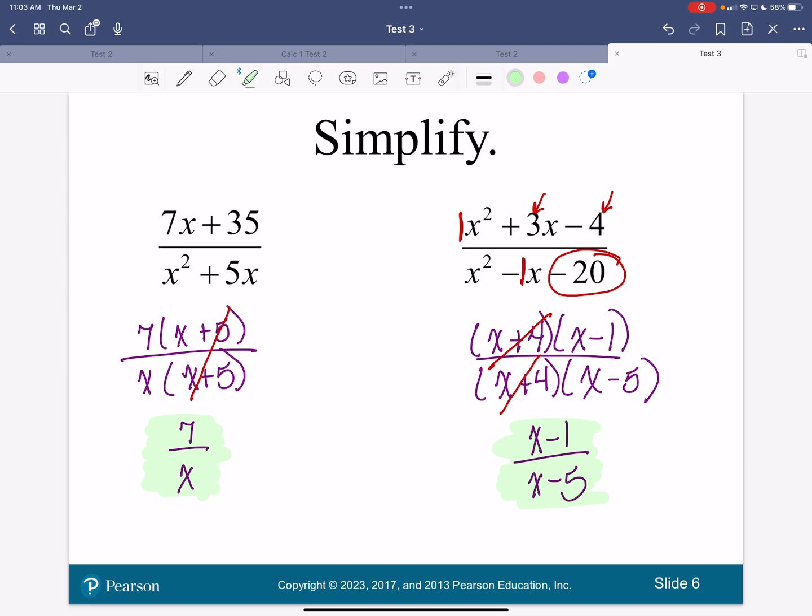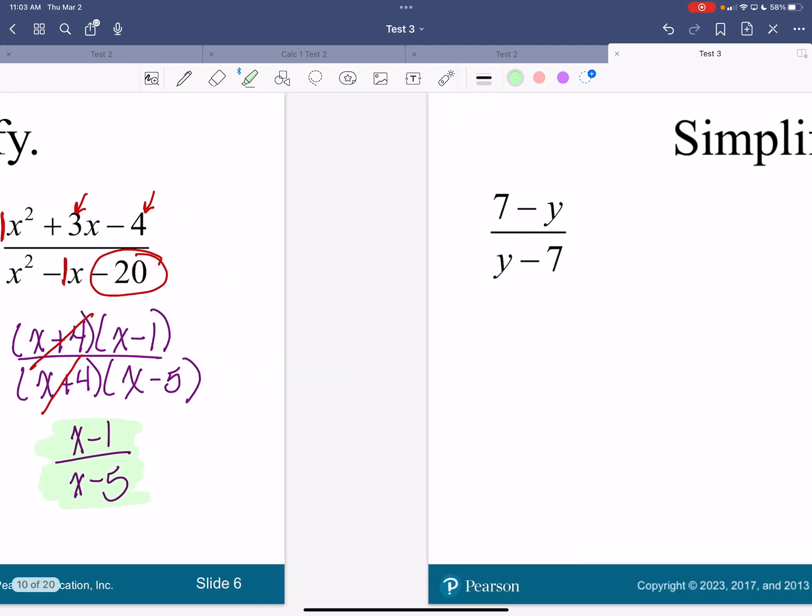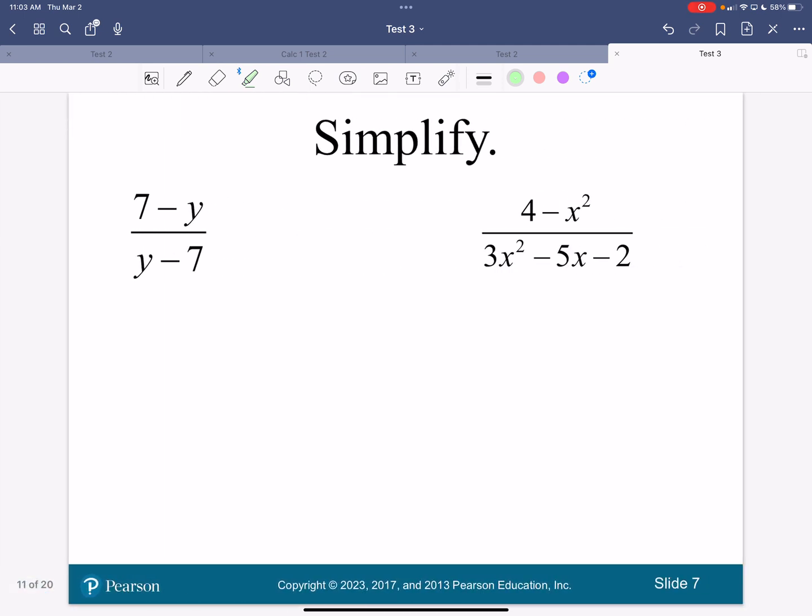Okay? Now, these two problems are sometimes ones that students struggle with for a couple of different reasons. What we have to do in both of these is we have to factor out a negative 1. 7 minus y and y minus 7 are not the same thing. If it was addition, it would be the same thing. But this is not the same thing. Okay? So what we have to do here is we have to factor out a negative 1. And sometimes that confuses students.